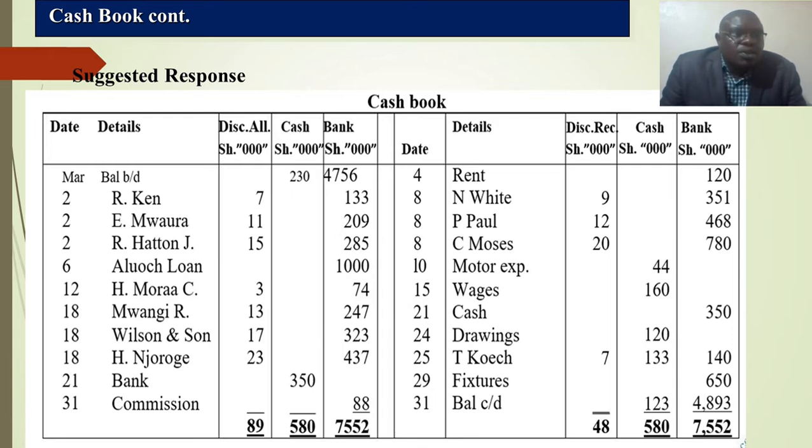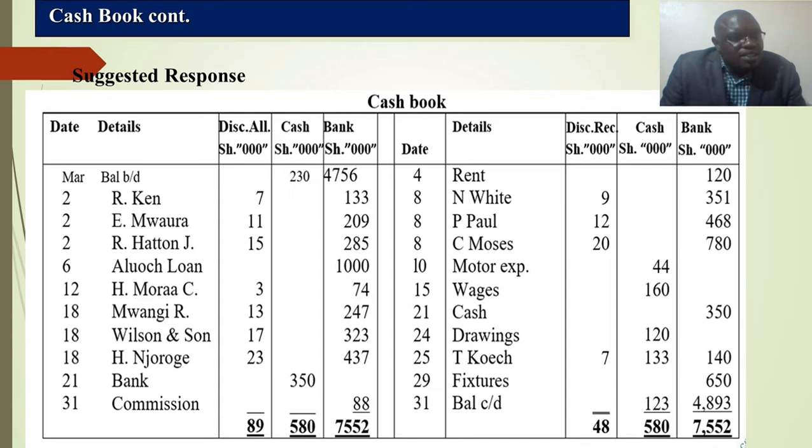On 18th, Wilson and Sons paid 323,000 Kenya shillings, having deducted 17,000 as discount. So 17,000 Kenya shillings is discount allowed to this debtor called Wilson and Sons. On the same date, 18th, H. Njoroge paid through the bank 437,000 Kenya shillings, having deducted discount of 23,000 Kenya shillings.